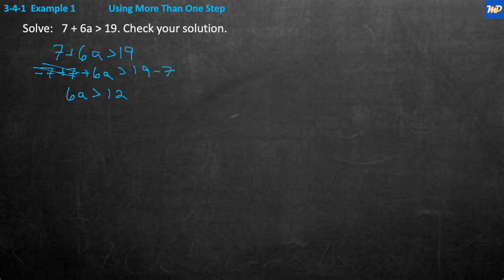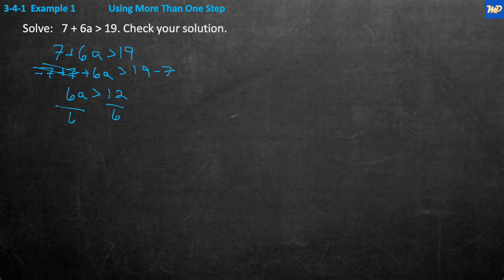Okay, what's the next step? Well, now we have multiplication. The coefficient of our a variable is 6. It needs to be a positive 1. So to do that, we undo multiplication with division. What we're going to do now is divide both sides by 6. I'm just going to draw a division sign here. Both sides divided by 6.